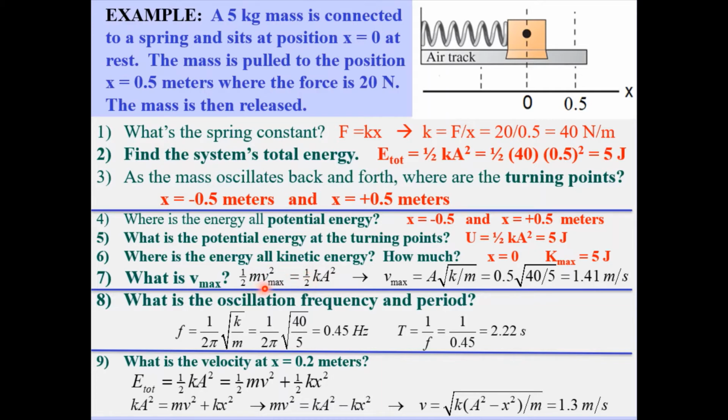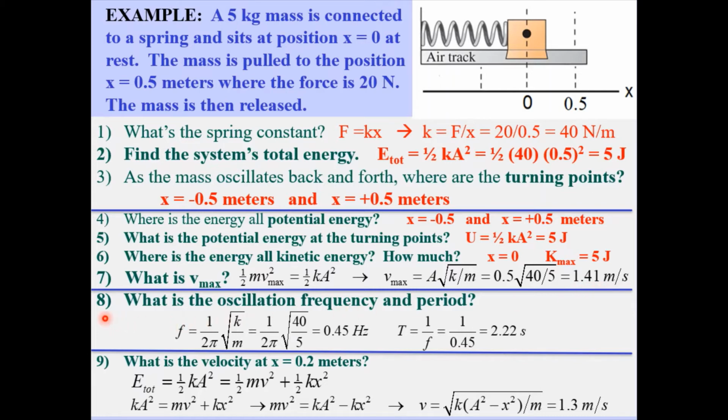So 1/2 m v max squared is equal to 1/2 k a squared, and now we can solve for v max. We can cancel out the 1/2s, and after we solve for v max, we get a times the square root of k over m. We can plug in our numbers: a is 0.5, k is 40, and the mass is 5. This comes out to be 1.41 meters per second.